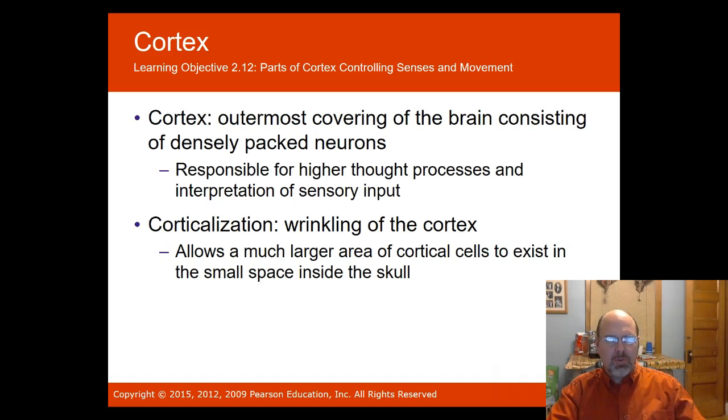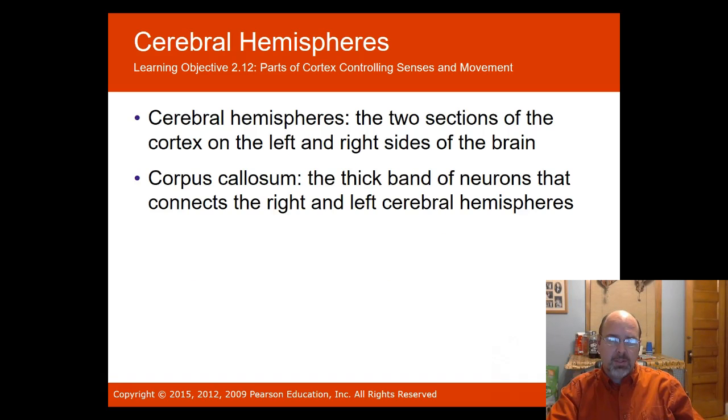The cortex is responsible for the thought processes. Corticalization allows a large area of cortical cells to exist in a small place inside the skull. There are two hemispheres of the brain, which really do not decide if you're right or left-handed. The corpus callosum is a thick band of neurons that connects the right and left cerebral hemispheres.